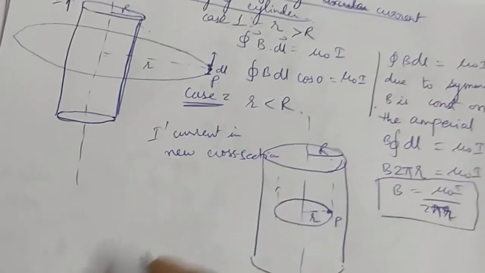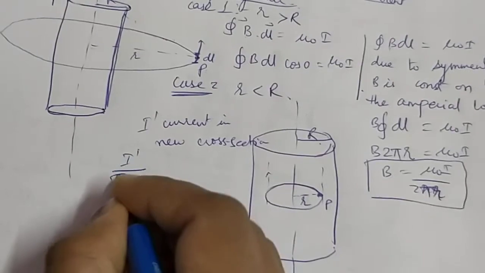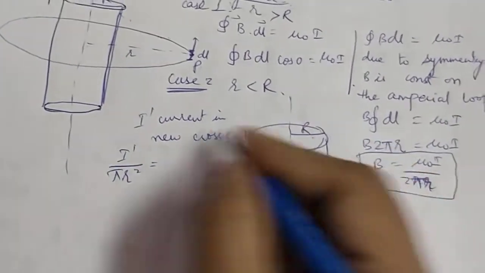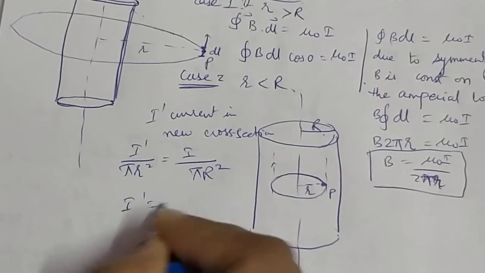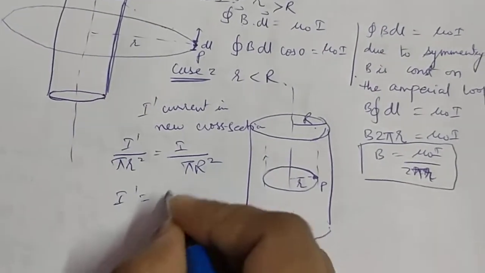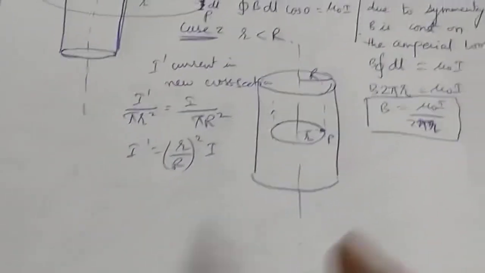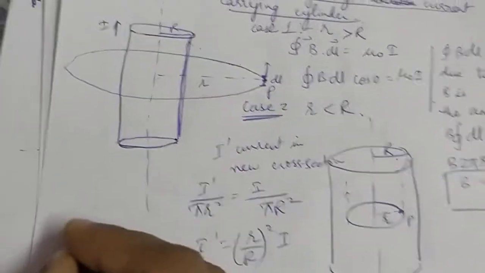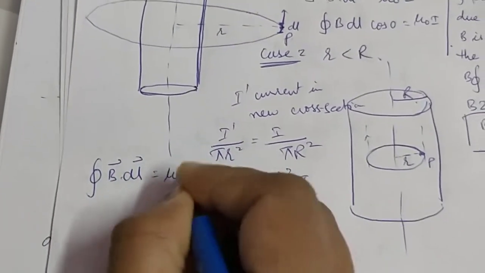Okay, so if I is the current in the new cross section, then I dash, for this area which is pi small r square, will be equal to total current upon total cross section area pi capital R square. So your I dash will be equal to pi cancel, small r by capital R square into I. Okay, now I will use Ampere circuital law. So according to this, integral B dot dl is equal to mu naught I dash.